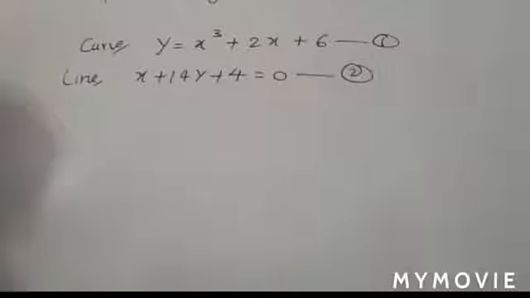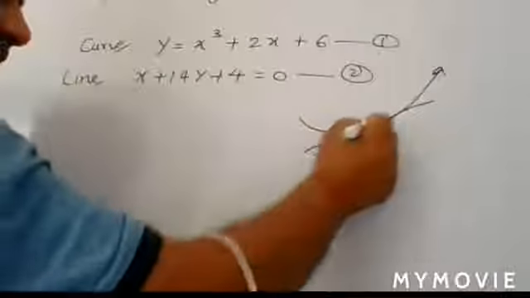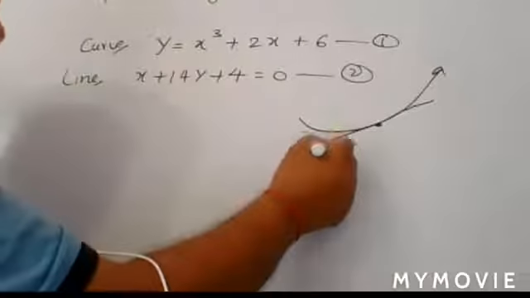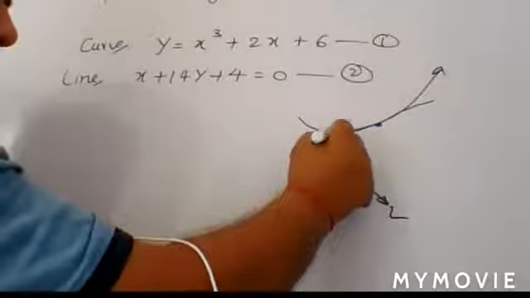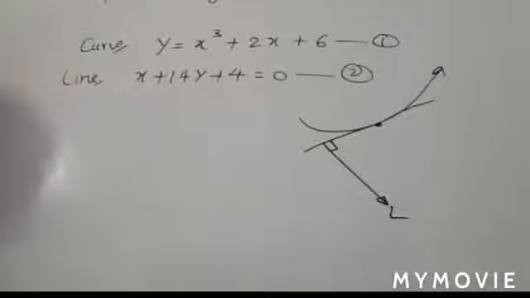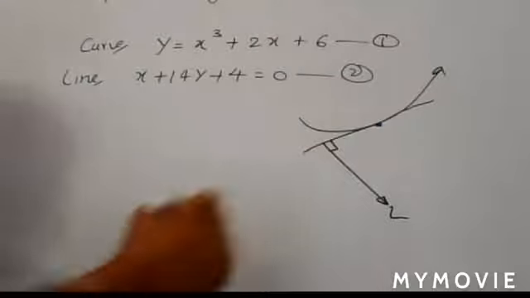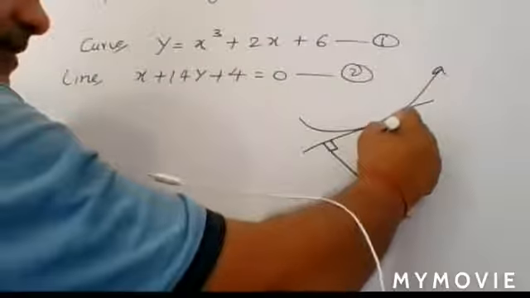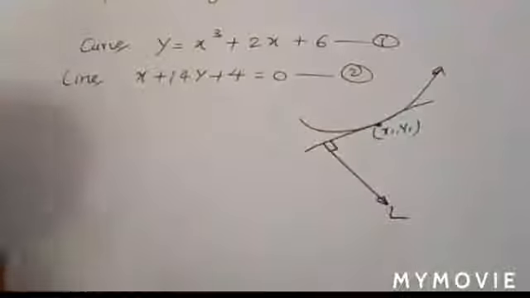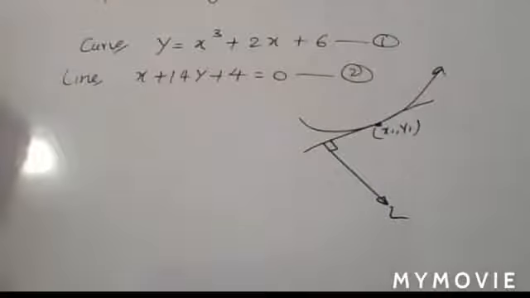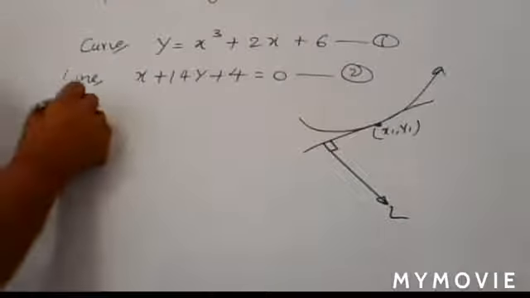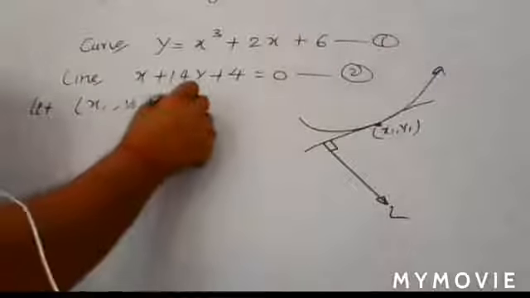So what is your question here? You have been given a curve. So draw a rough figure. Here you have a tangent and a line is given. This line is perpendicular to the tangent, which means the point of contact is not given. So first of all, you assume that the point of contact is x1 y1. So let x1 y1 be a point on the curve.